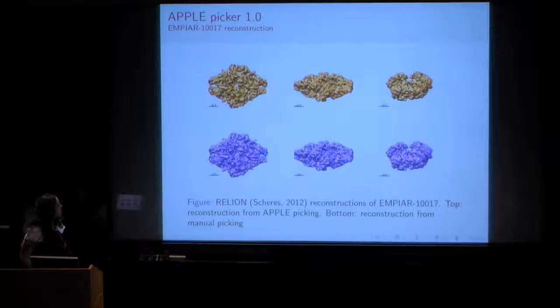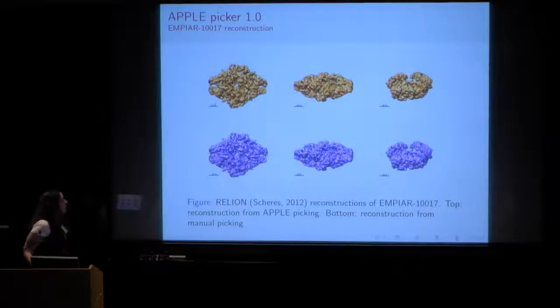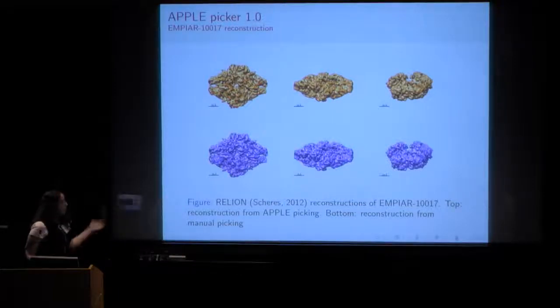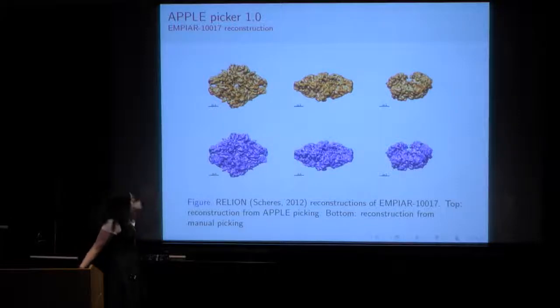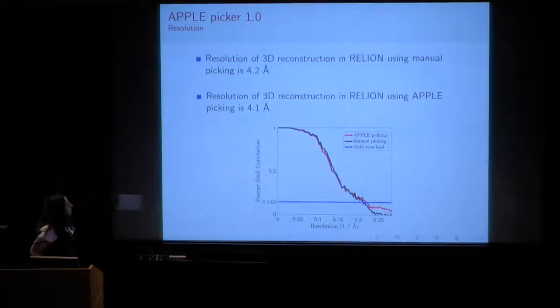But first, some results. So the top is a reconstruction of the beta-gal particle that we made in Relion, but from the particles that the Apple Picker chose. And the dataset also gives a manual picking of about 40,000 particles, and we also did a reconstruction of those. And that's what we have on the bottom. So the reconstructions look mostly alike. Let me show the FSC curve.